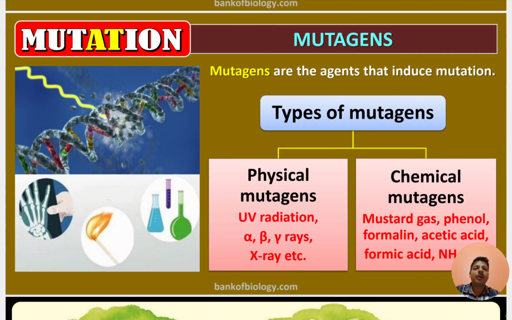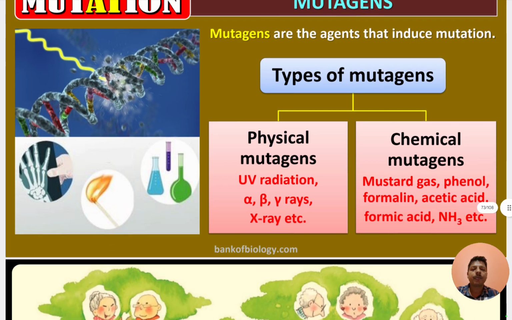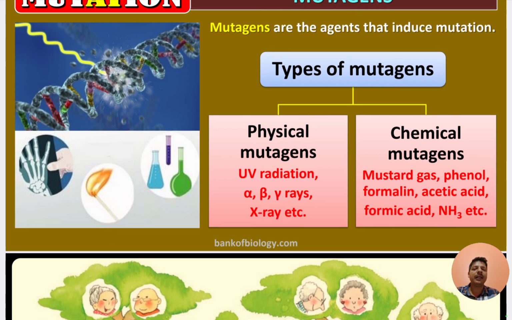Mutagens. Mutagens are the agents that induce mutation, and there are two types: physical and chemical mutagens. Physical mutagens are UV radiation, alpha, beta, gamma rays, X-rays, etc. And chemical mutagens: mustard gas, phenol, formalin, acetic acid, formic acid, and NH3, etc.